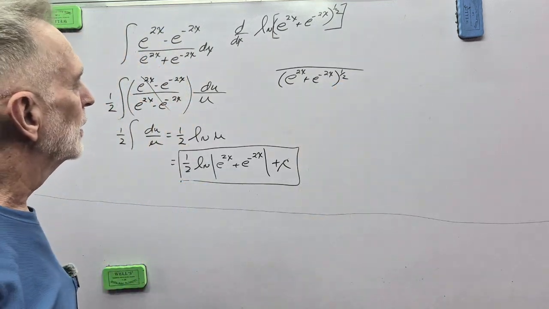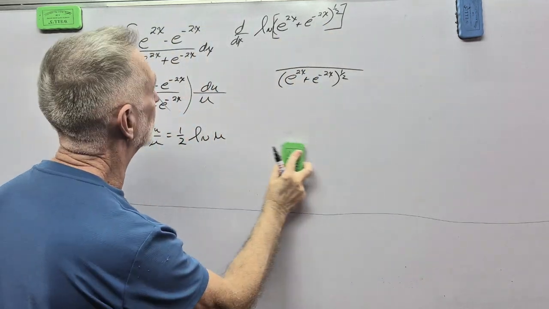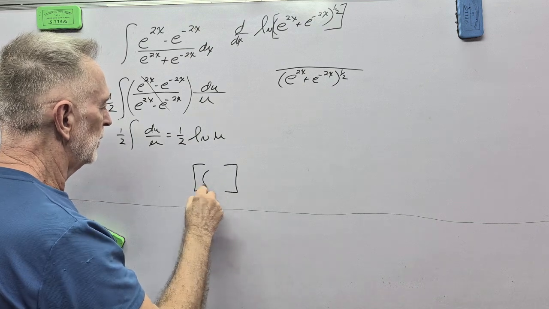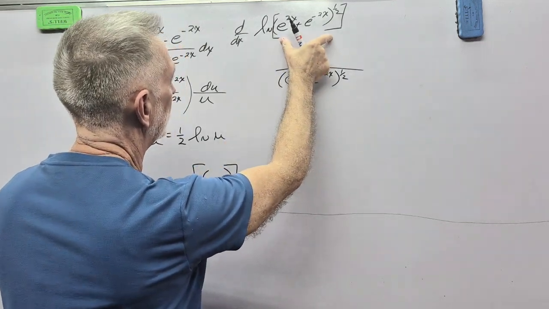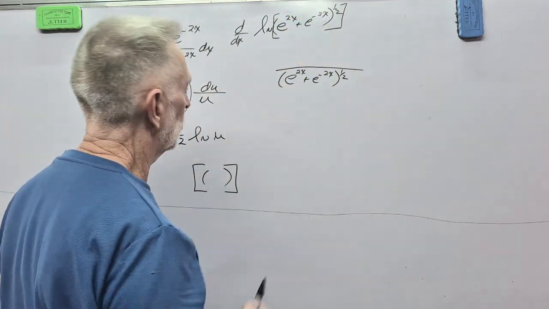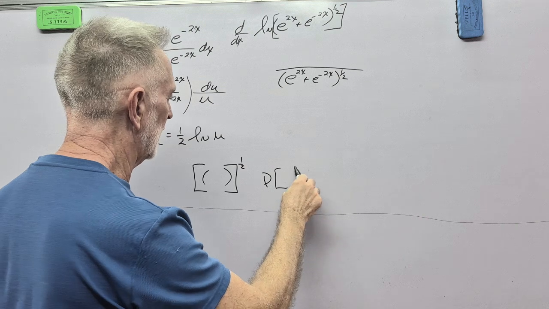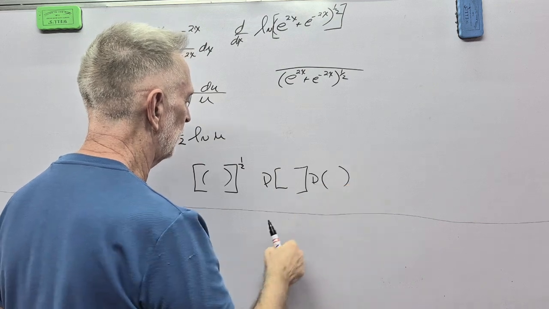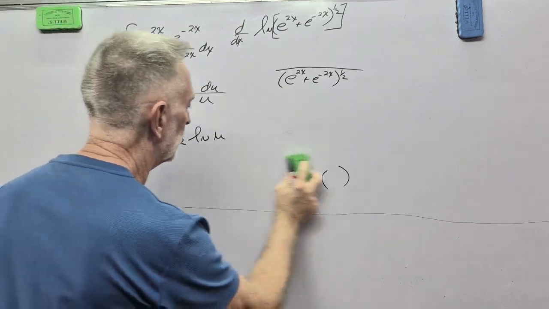Which is what? The square root of that. Now the derivative of this guy, in the chain rule, if you're trying to take the derivative of a function that has some inside parts and outside parts, which is what we have here, e to the 2x plus e to the minus 2x, all raised to the 1/2 power, I need to take the derivative of the outside function first, and then the derivative of the inside function next, and multiply those together. That's the chain rule.